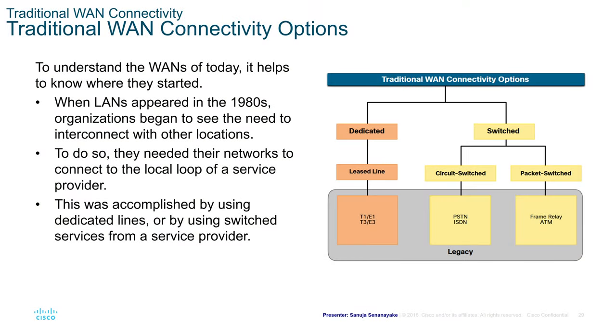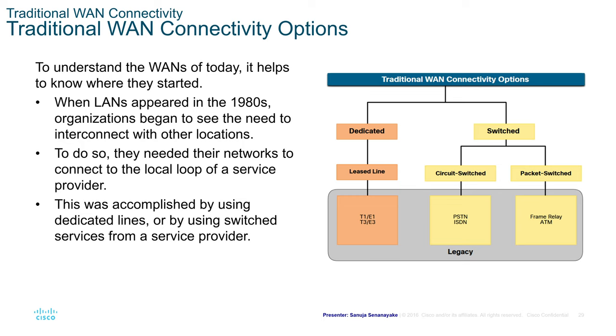Traditional WAN connectivity options. To understand the WANs of today, it helps to know where they started. When LANs operated in the 1980s, organizations began to see the need to interconnect with other locations. To do so, they needed their networks to connect to the local loop of a service provider. This was accomplished by using dedicated lines or by using switch services from a service provider.